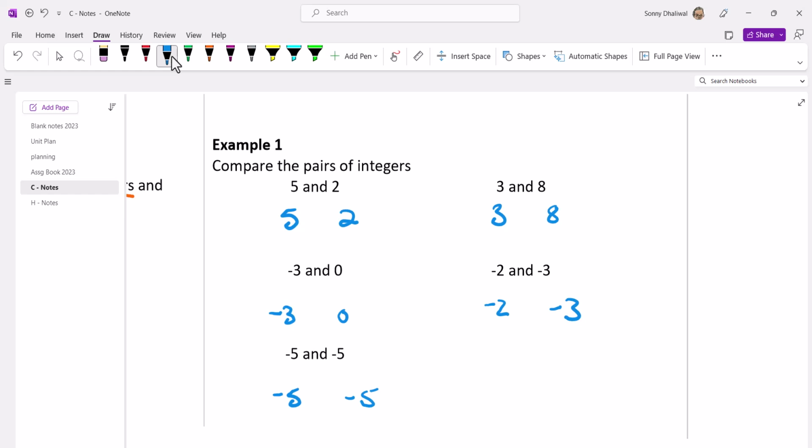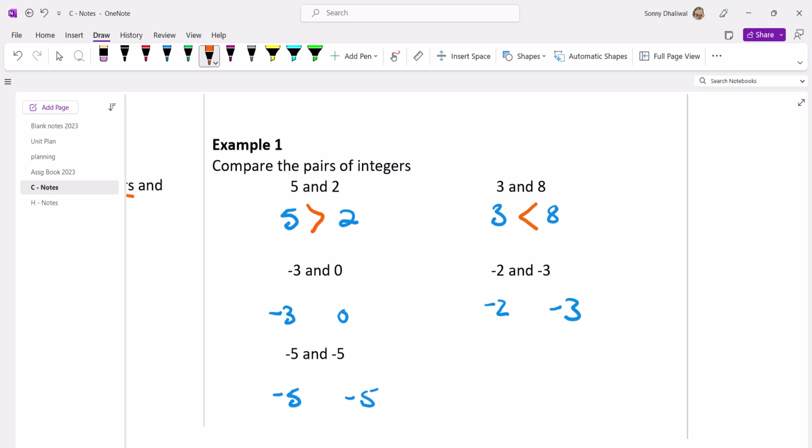All right. So once you've copied it down, we just need to use the inequality. So we're going to talk about the bigger number. The mouth opens up to the bigger number. Where do we put the mouth up? Towards the 5 or towards the 2? 5. Mouth opens towards the 5, the bigger number. Over here, 3 or 8. Where does the mouth open up towards? 8. Excellent.